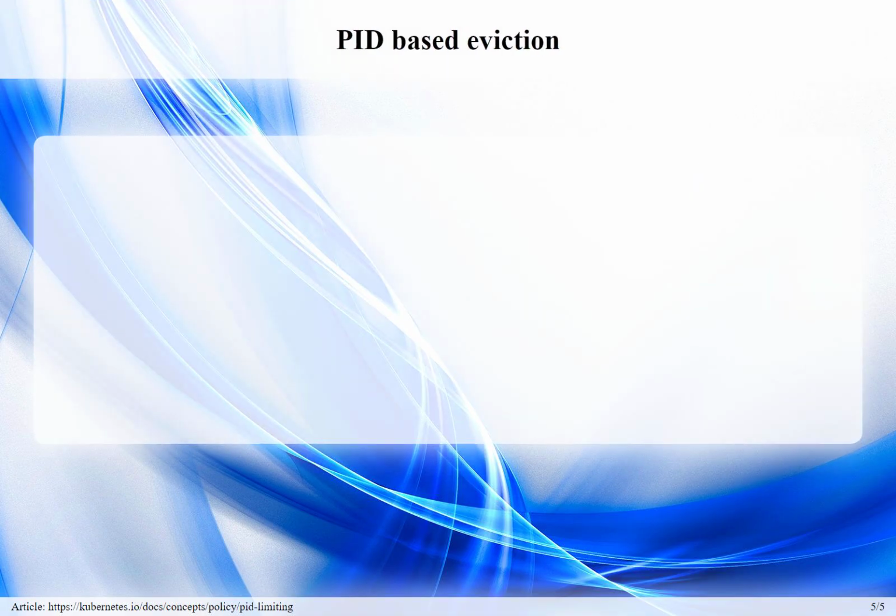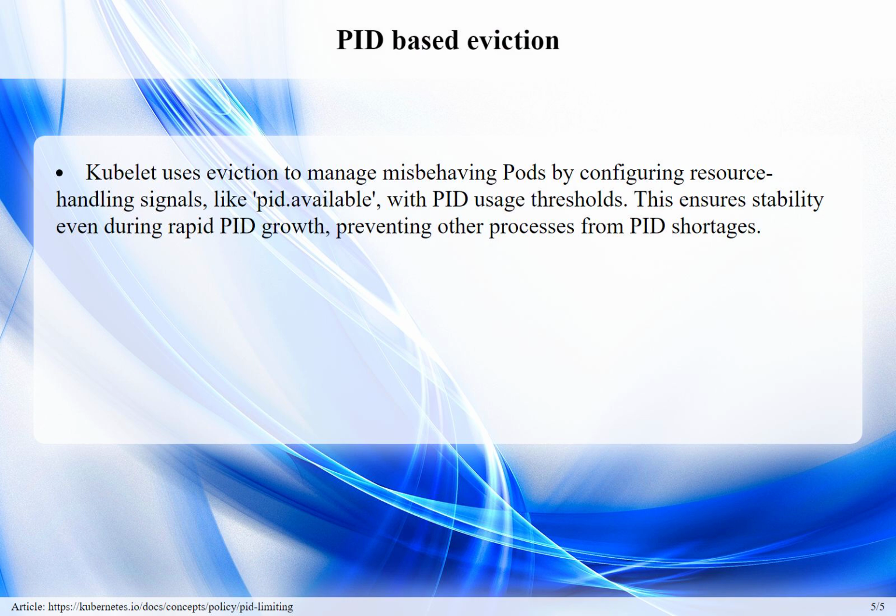PID based eviction. Kubelet's eviction mechanism is used to manage misbehaving pods by configuring out-of-resource handling for eviction signals like pid.available, which sets PID usage thresholds for pods. It supports both soft and hard eviction policies, though rapid PID growth might still lead to node instability. While hitting PID limits results in failure to acquire new PIDs, proper configuration ensures other workloads and processes remain unaffected.